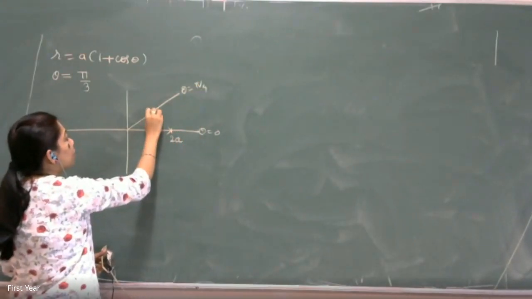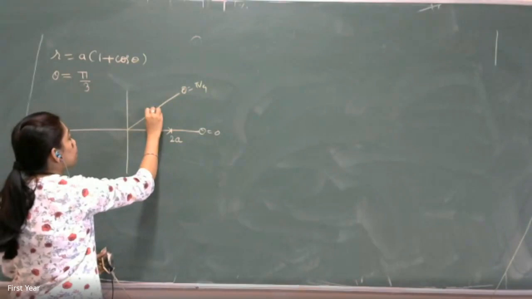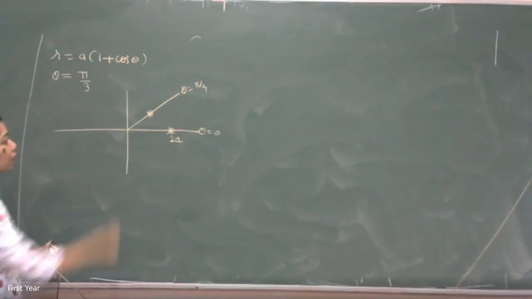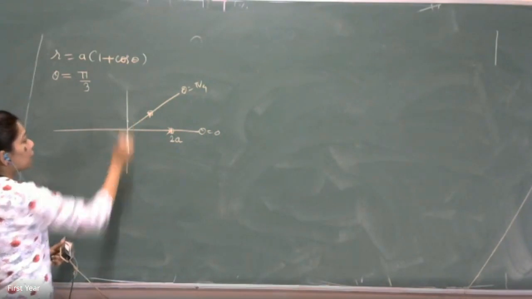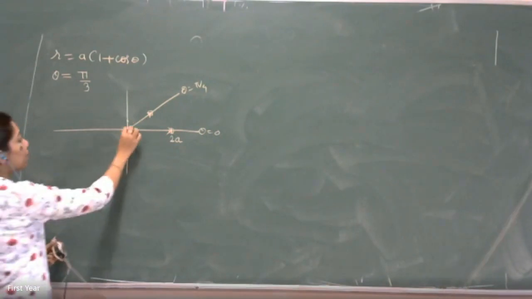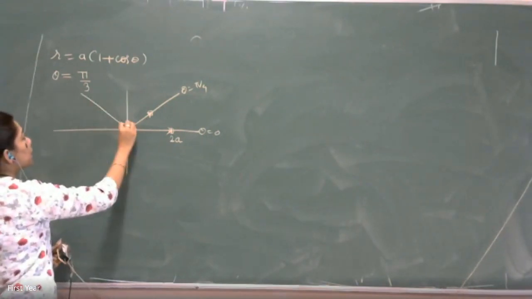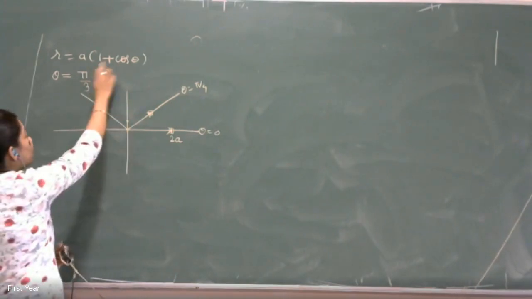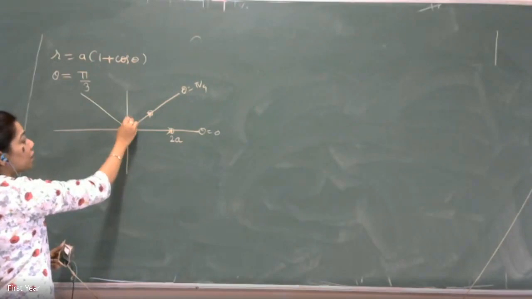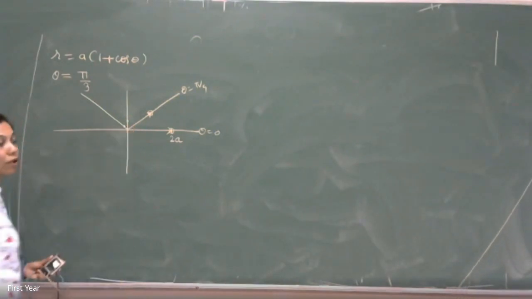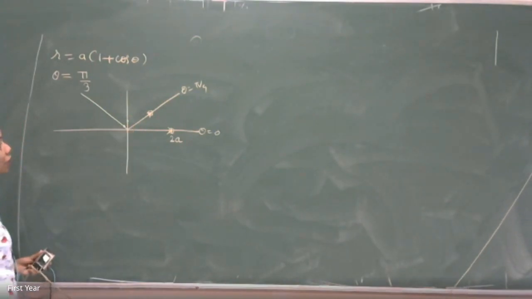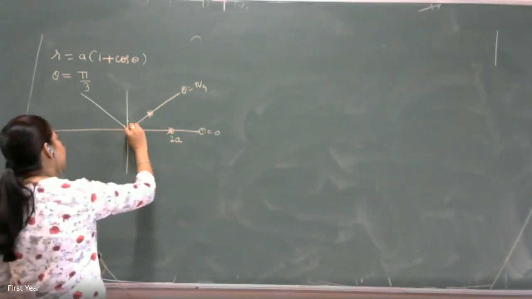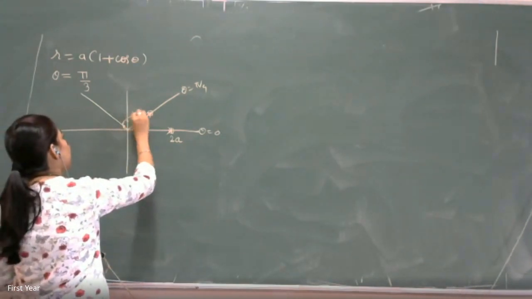So let me draw it here. This is your radius vector, and this will be your point. Fine. Then theta is equal to pi by 2, it is still less, it is a. And then theta is equal to 3 pi by 4, it is still less. Because what is cos of 3 pi by 4? Minus 1 by 2. So 1 minus 1 by 2 is less than 1, and that's why it will be closer. And finally when theta is equal to pi, cos pi is minus 1, plus 1, minus 1, 0. Therefore your curve is like this.